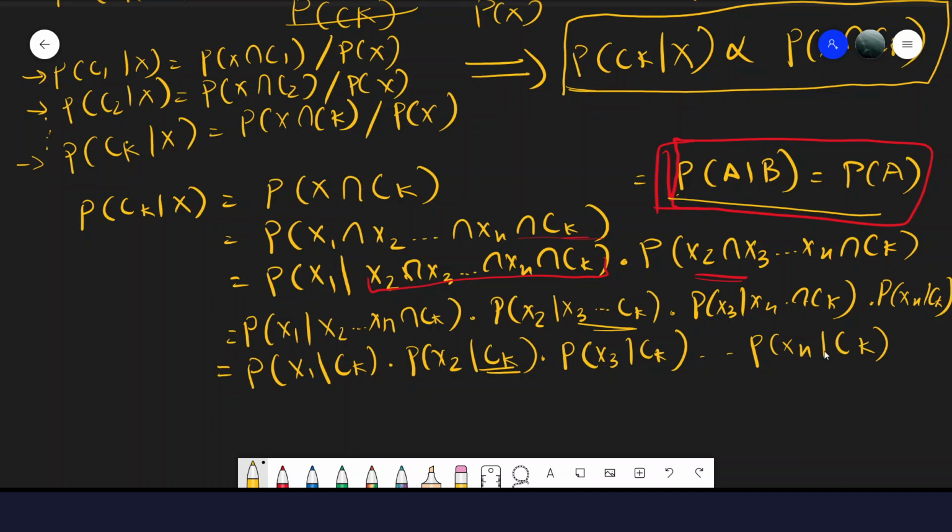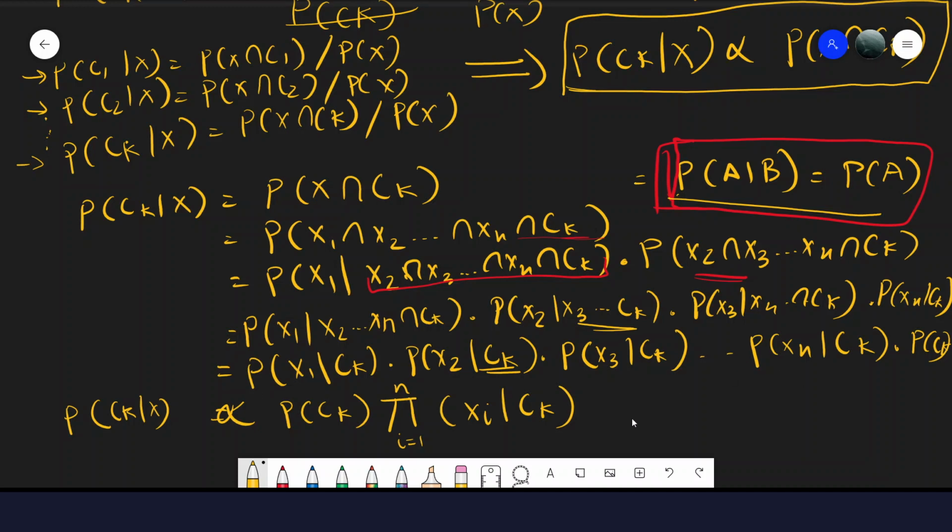This can be expanded as follows. In the end, I'll also have P of ck. So what I'm left with now is that I can write this finally as P of ck given x is proportional to P of ck into pi, pi is for multiplication, okay? i equals 1 to n, P of xi given ck, okay?